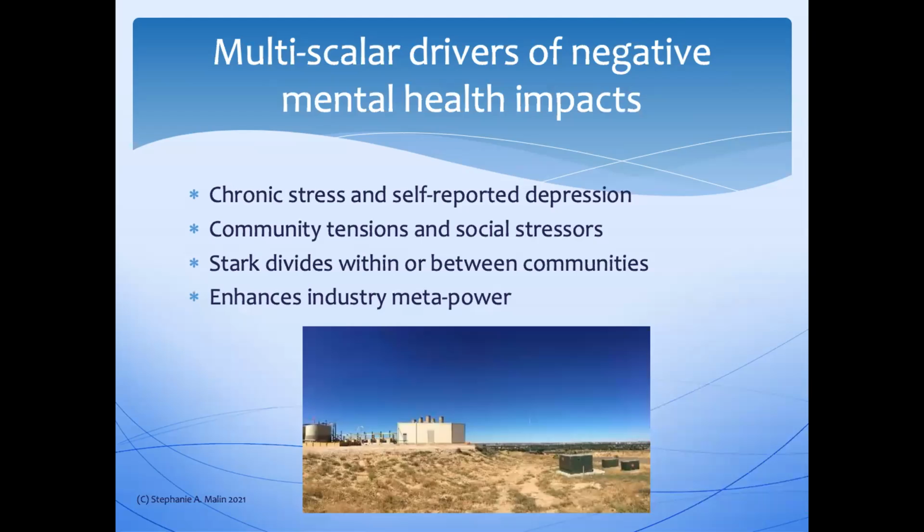So all in all, the multi-scalar drivers of negative mental health impacts, which means different impacts that we can see at multiple levels or scales, from individual and household to our state, right, are that people have chronic stress and self-reported depression. There are community tensions and social stressors that exist within and between communities, which leads to these really stark divisions, and that the industry has strong meta power, meaning they control the rules of the game, not just what things look like on the ground, but the kinds of institutions that establish regulations and that give recommendations in terms of healthcare and mental health outcomes, for example.